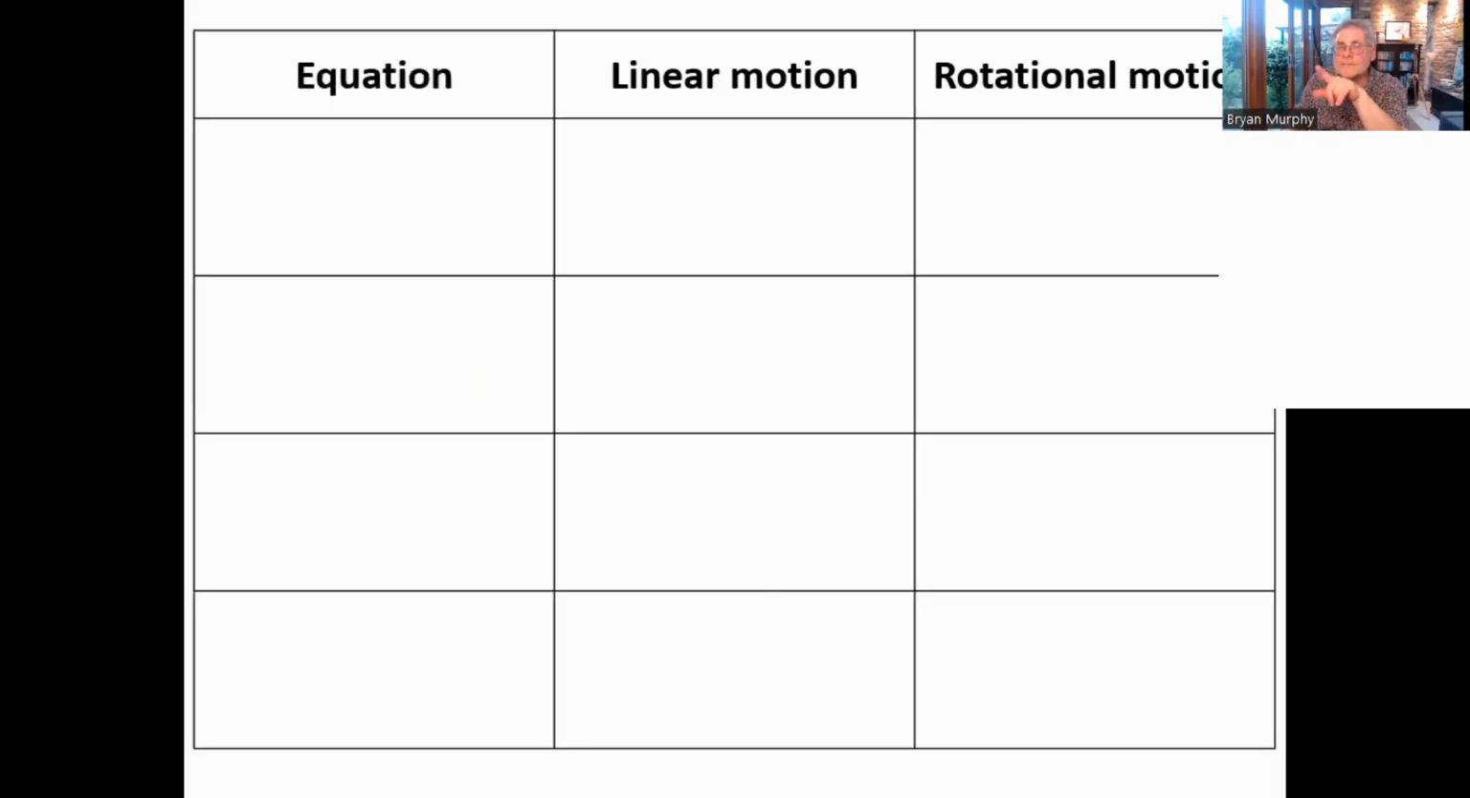Next, for our linear motion suvat equations, we can do exactly the same thing. We can simply write out the suvat equation. So let's have this one: s equals ut plus a half at squared. Let's have this one: v squared equals u squared plus 2as. Let's have s equals (v plus u) over 2, times t.